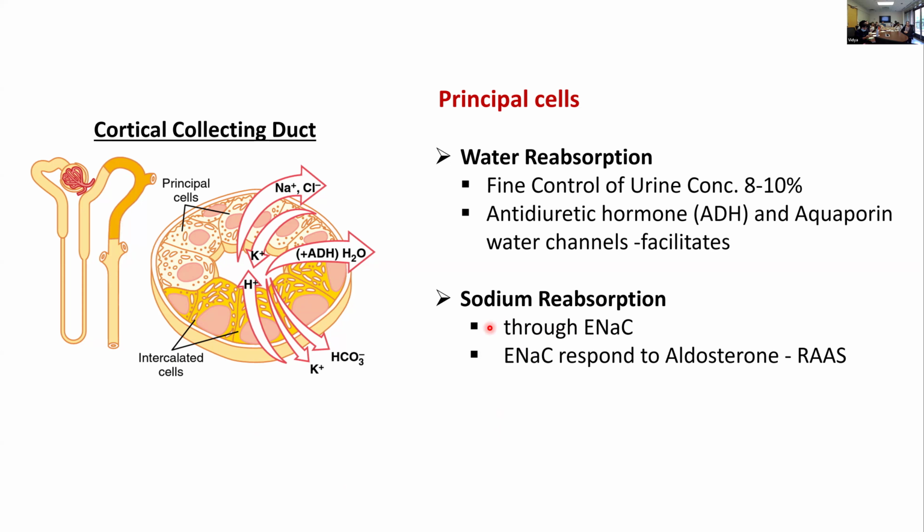And then the sodium reabsorption occurs through the ENaC, and the ENaC responds to aldosterone, so this sodium reabsorption also regulates the blood pressure through the renin-angiotensin system. And in addition to the water absorption and the sodium absorption, there is also a bicarbonate and hydrogen exchange, which is for acidification, the acid-base balance.